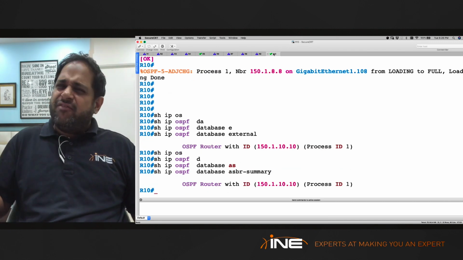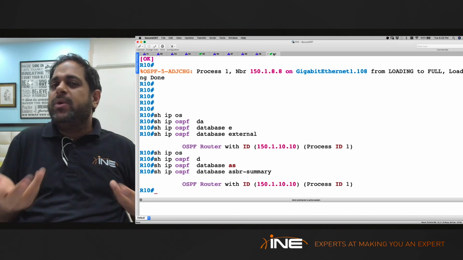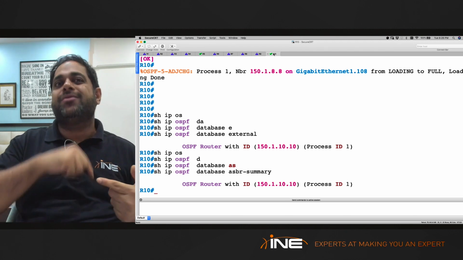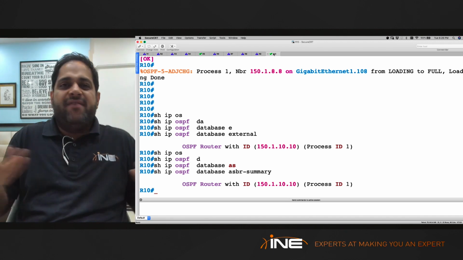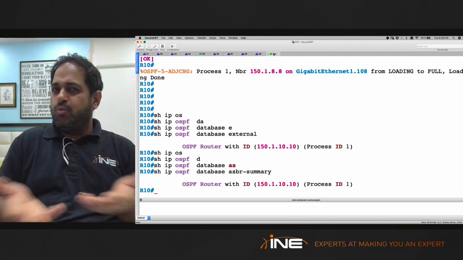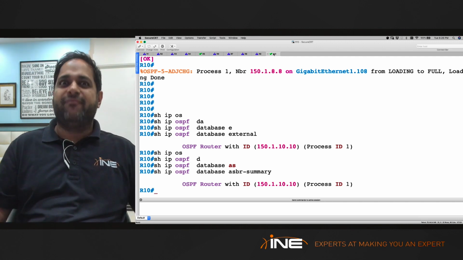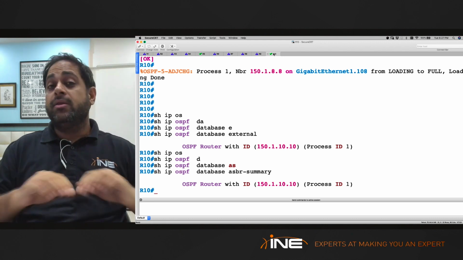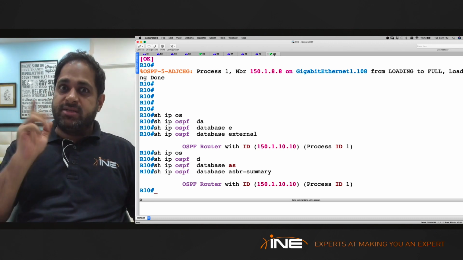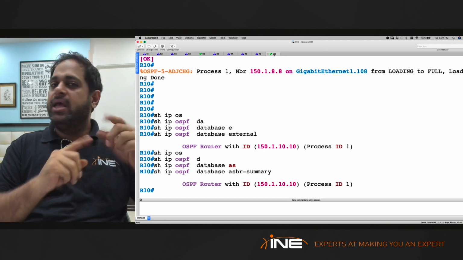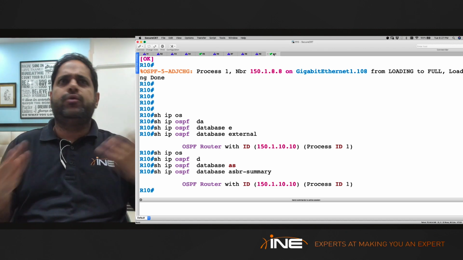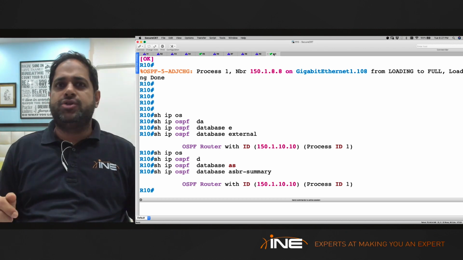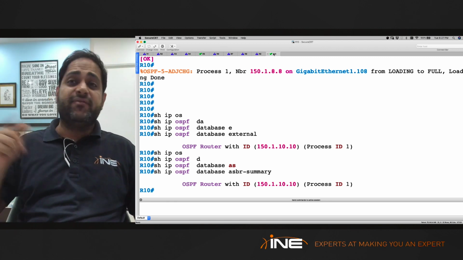Now, it kind of makes sense because why do we use LSA 4? To reach the router ID of the ASBR. If I'm not giving you external routes, what's the point of me giving you type 4 LSA? That's why in stubby areas, LSA 5 and LSA 4 both are blocked. 5 blocks the prefixes and 4 is not generated because you don't need to reach those prefixes. So I don't need to generate LSA 4 also. So 5 and 4 are blocked.